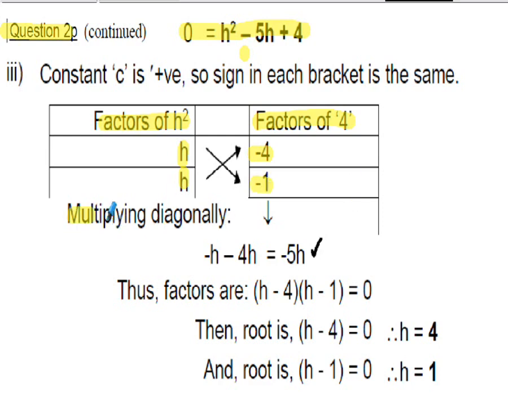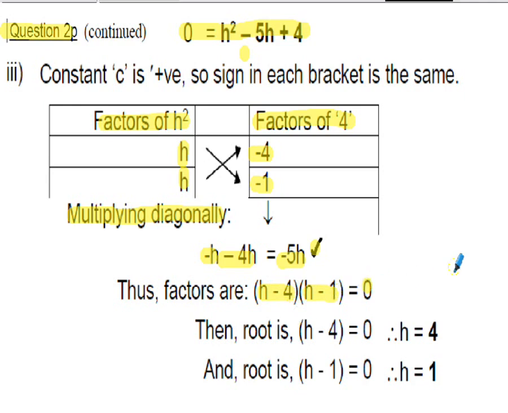With this method we multiply diagonally and add up to see if we've got the middle term, in this case the negative 5h. So multiplying diagonally, h multiplied by negative 1 is negative h, and then h multiplied by negative 4 is negative 4h, adding up that's negative 5h. We have the middle term, so we have our factors. So reading horizontally, the factors are h minus 4 in brackets and h minus 1 in brackets.